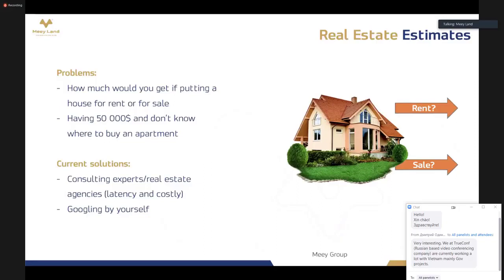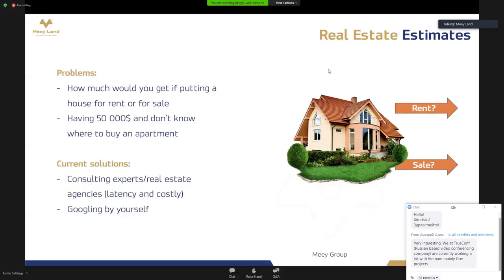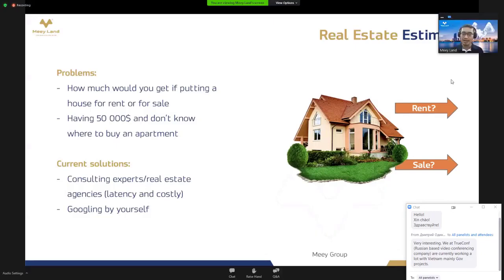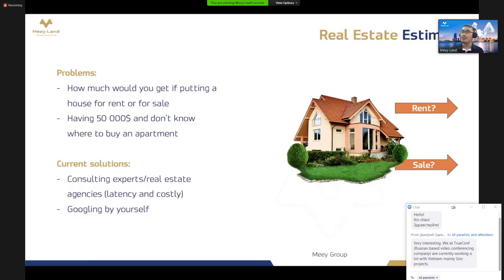You can walk around the area, asking people how much you would get if you put the house for rent. Or you can Google it. So basically, by that way, in the end, you have a rough estimation of how much you can get. But doing that will cost you time. So it's time consuming.